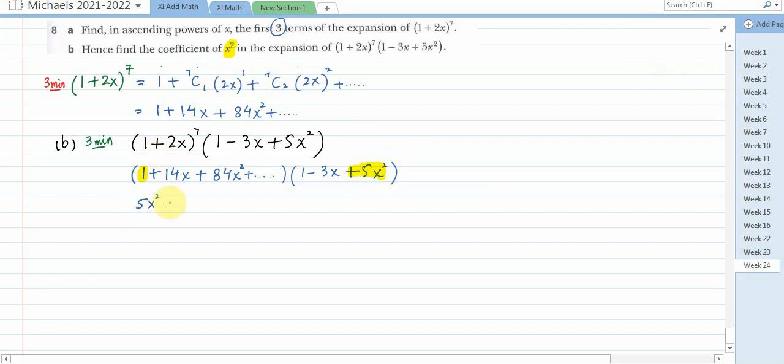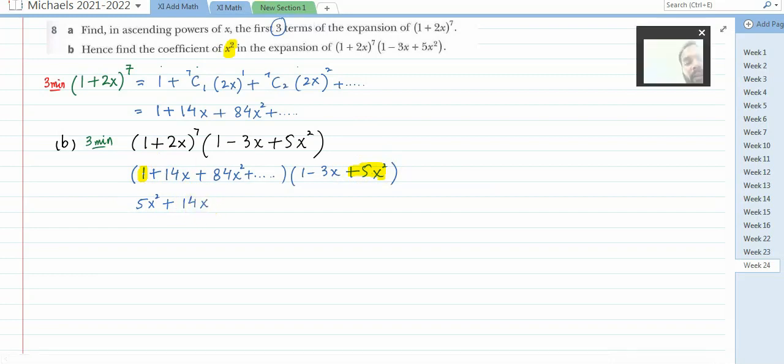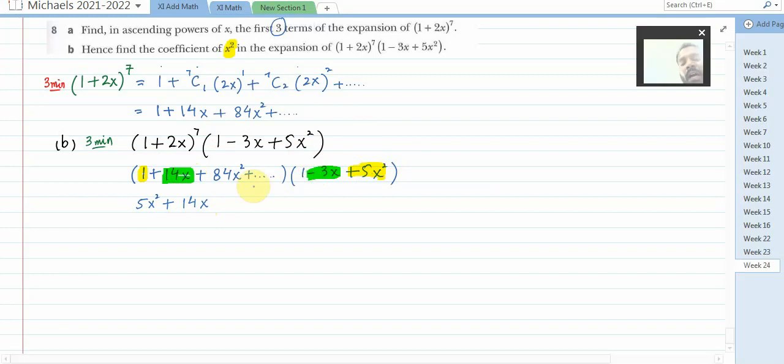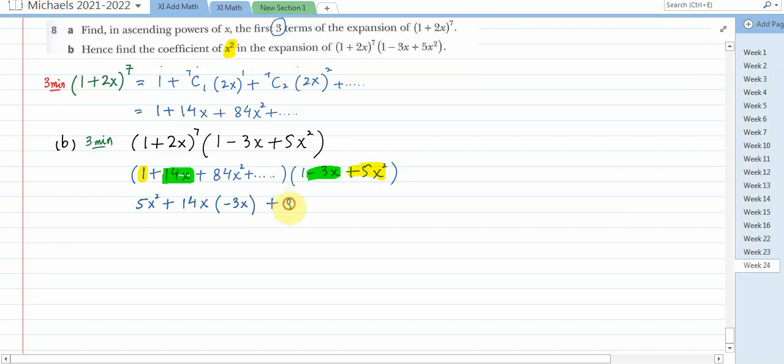After that I need to multiply 14x, right? This 14x should be multiplied with negative 3x to give you the value of x square. So 14x times minus 3x, and lastly 84x square should be multiplied with positive 1 to give you the coefficient of x square. So we have highlighted these three terms here. Now we need to simplify.